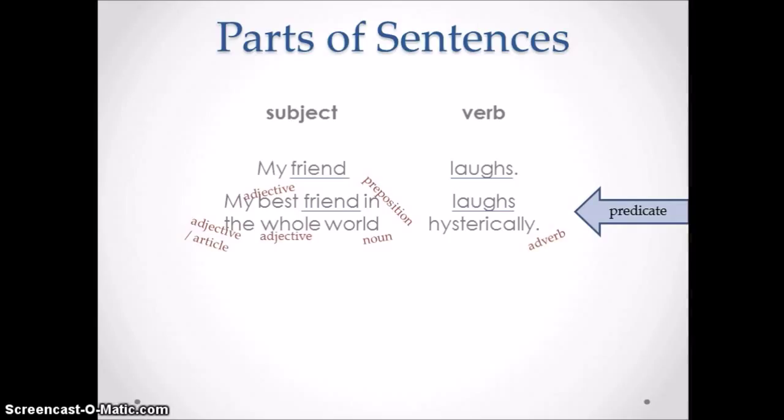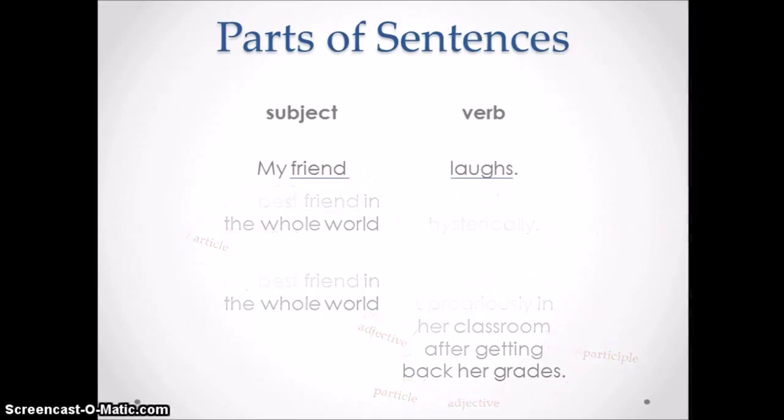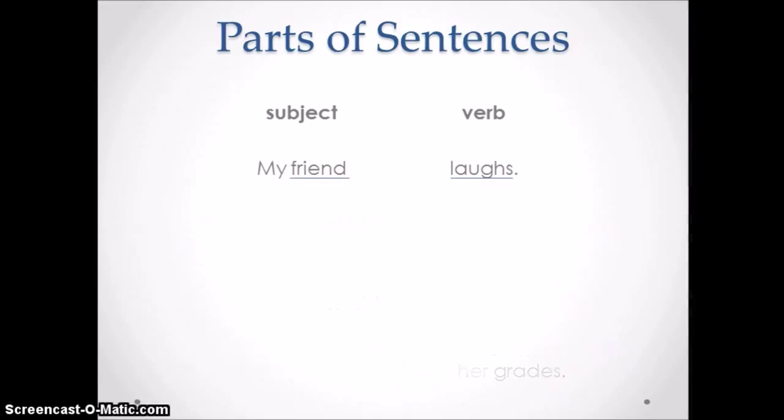We can add more to the verb or predicate as well. My best friend in the whole world laughs hysterically in her classroom after getting back her grades. Notice that these words we've added are just modifiers and phrases that don't change the basic structure of the sentence we started with. They can be added or removed and not upset anything. We still have a complete sentence with or without modifiers like adjectives, adverbs, and phrases.